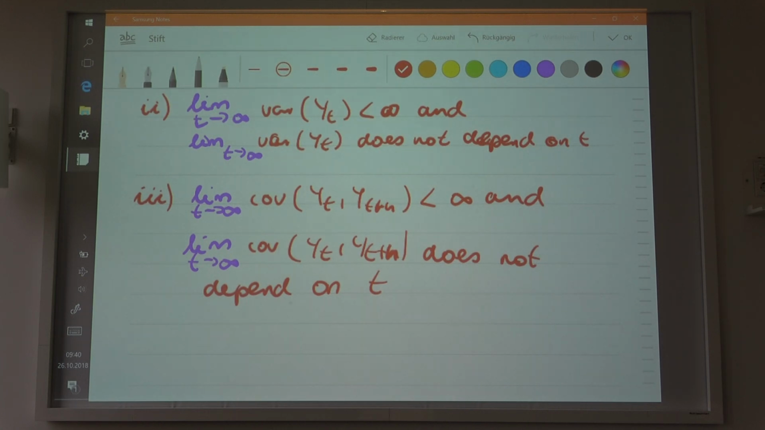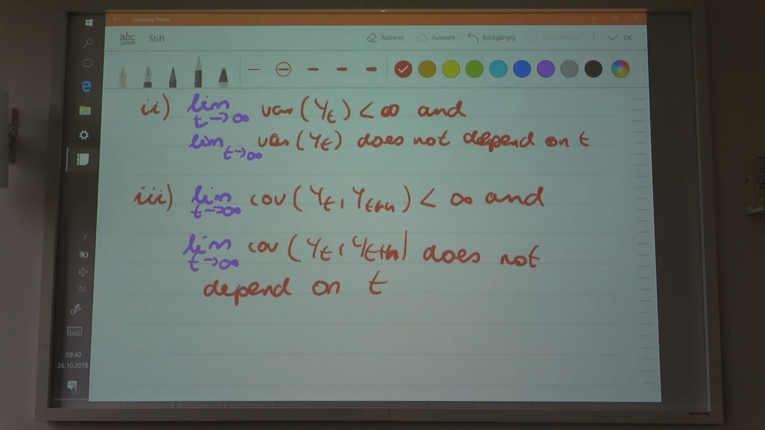Now this is what asymptotic stationarity is. We basically mean that you have stationarity in the long run, meaning that the mean and the variance do not depend on t in the limit, and the limit is finite. And the same holds for the covariance as well.